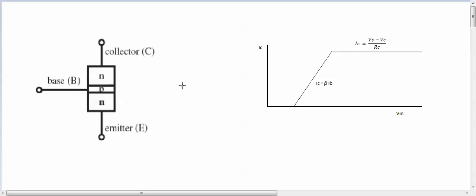In this video, we're going to be talking about transistors. Right here is the basic diagram for a transistor. It's made up of three parts: the collector, the base, and the emitter. And I like to think of a transistor like a gate or a switch.